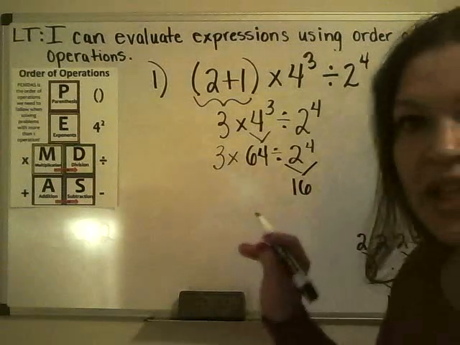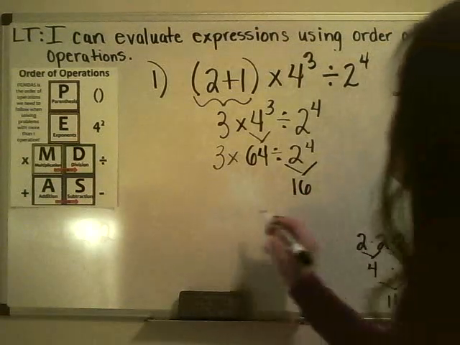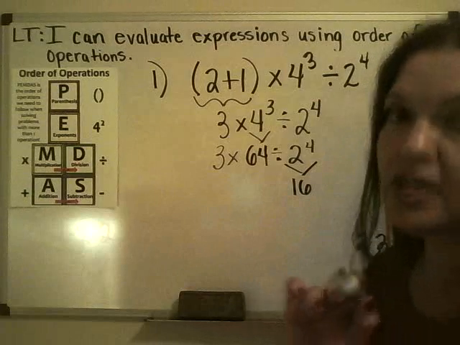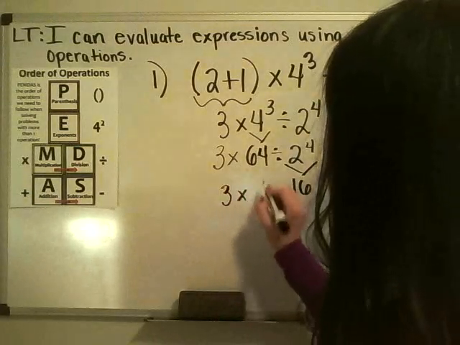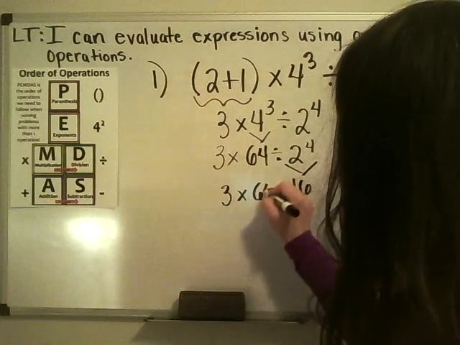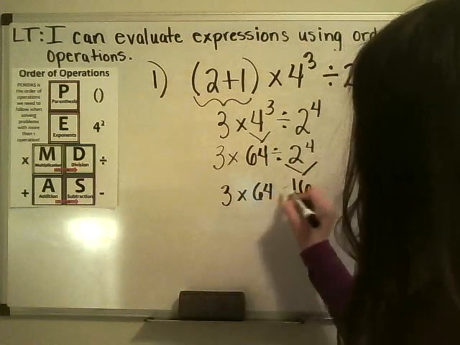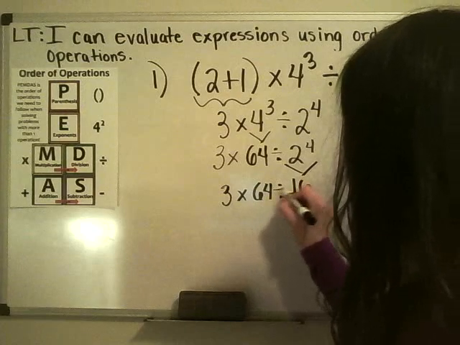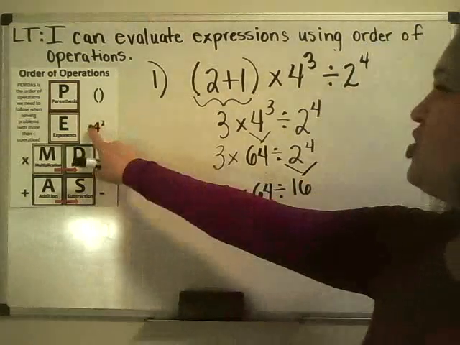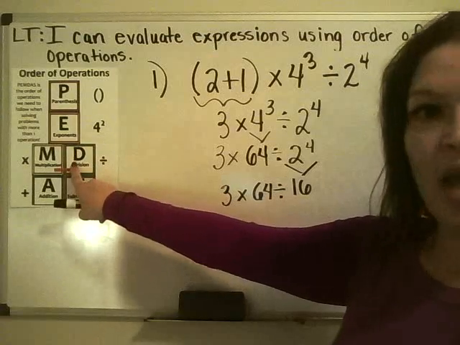All right, bring down everything that you have left in the exact order that it's in. So we'll go 3 times 64. And then that division sign, bring it down. All right. Exponents are done. Go down to the next step.